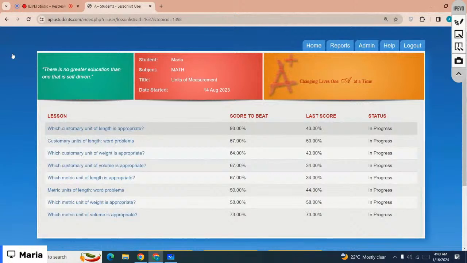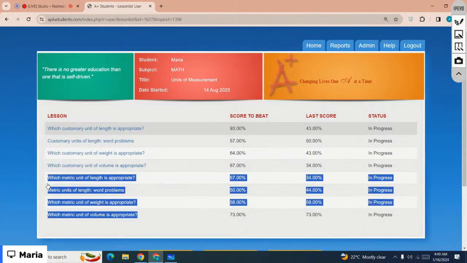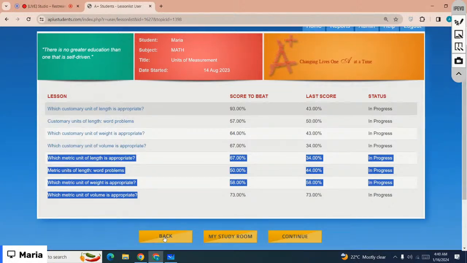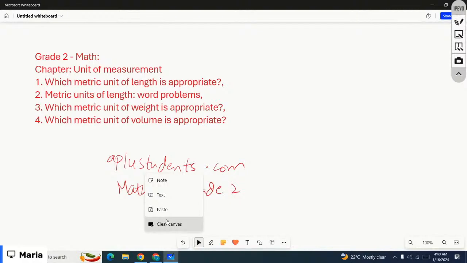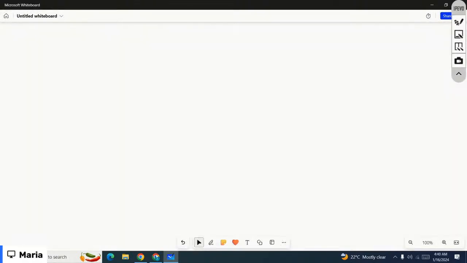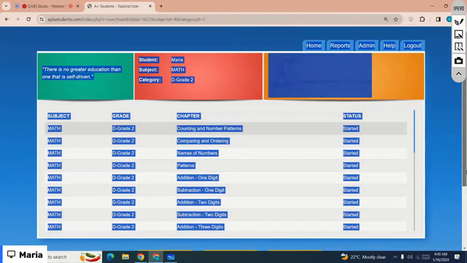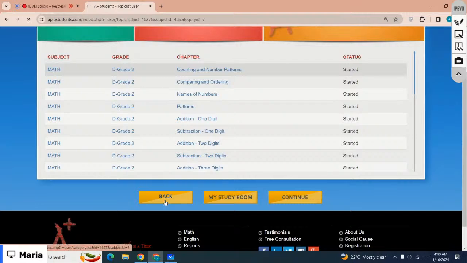So we're working on grade 2 math. The chapter we are working on is unit of measurement. The lessons we have covered today are which metric unit of length is appropriate, metric units of length word problem, which metric unit of weight is appropriate, and which metric unit of volume is appropriate, right? Please make sure before the next session you complete all the practice questions for the lessons we just did. If you need more help with any of the lessons, you can contact any tutor on Skype.